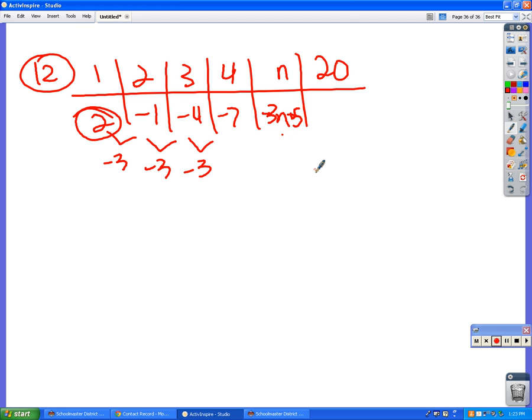So now that I know that, I can figure out what it's going to be for 20 by just plugging it in. Negative 3 times 20 plus 5 is negative 60 plus 5 is negative 55. All right?